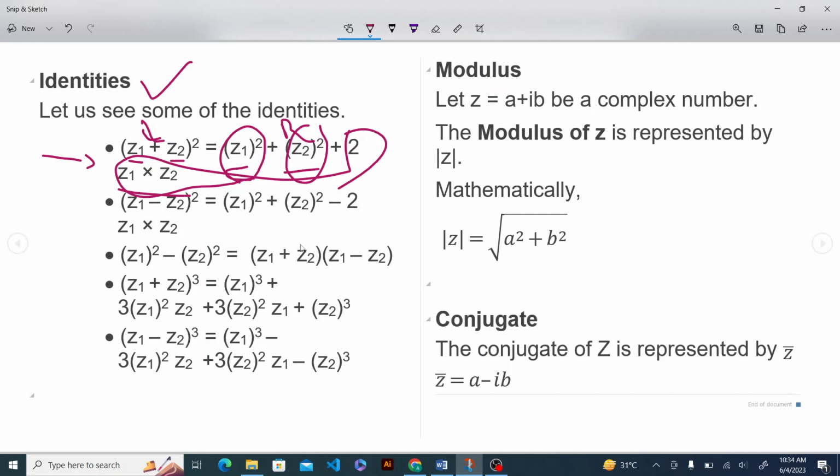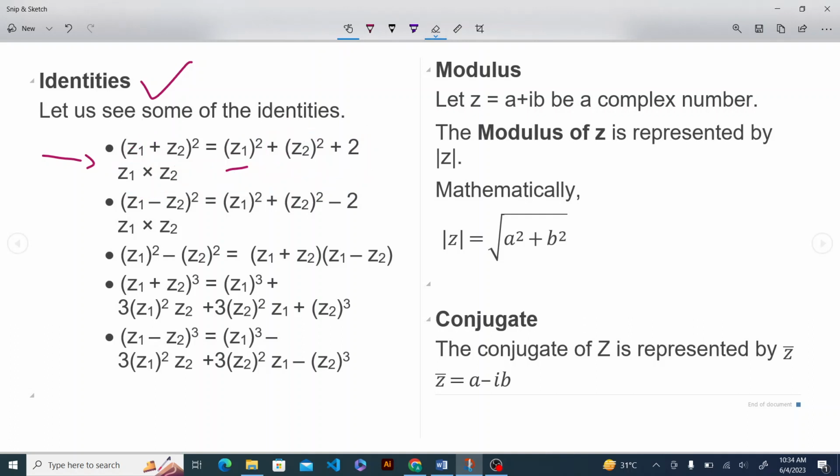Identity means something which has been proven, and we use this term for describing such things such that the left hand side is always equal to the right hand side. So here as well we are showing that this left hand side is going to be equal to this right hand side.